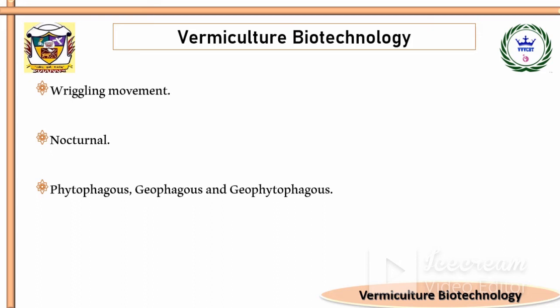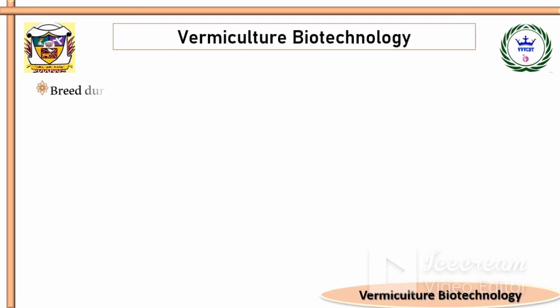They may be phytophagous, geophagous, or phytogeophagous. Phytophagous means the worms eat only plant materials. Geophagous worms eat soil. Geophytophagous worms eat both soil and plant. So, most of the earthworms are omnivorous, eating on both plant and animal materials.